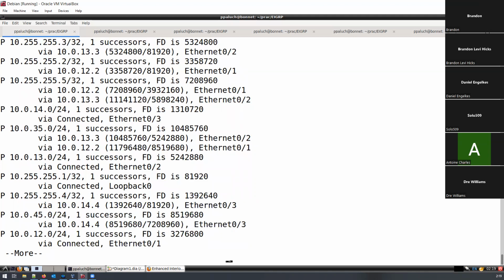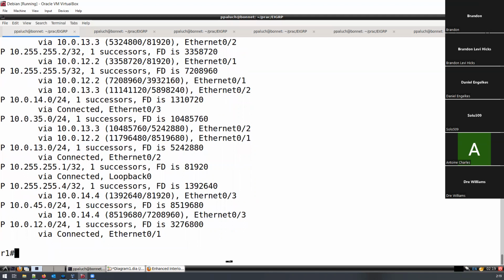Everything that EIGRP knows about is stored in the topology table, and all path selections are done based on the data here. So in a way, it's something similar to a link state database in OSPF, although EIGRP doesn't really know how the network looks, as opposed to OSPF that knows exactly how many routers and how many links and between which routers they are.